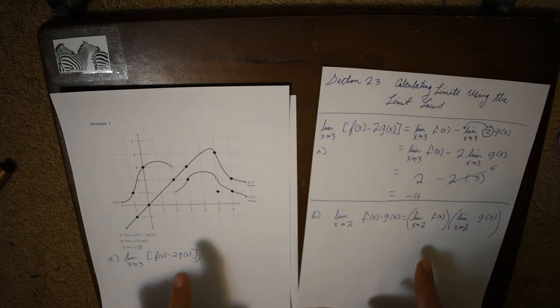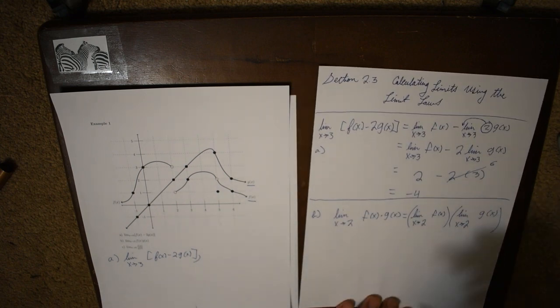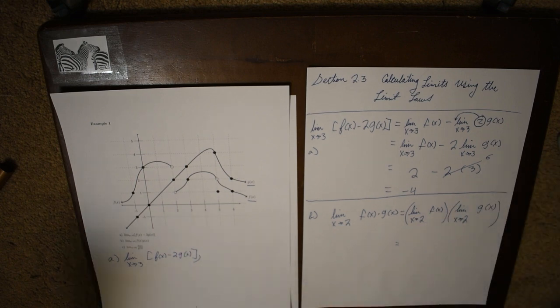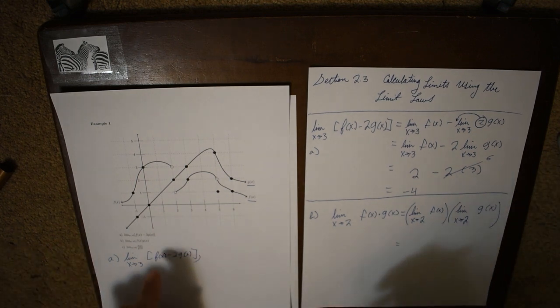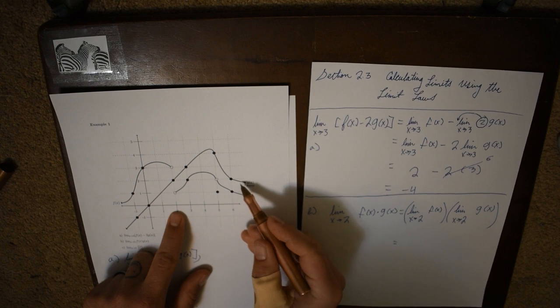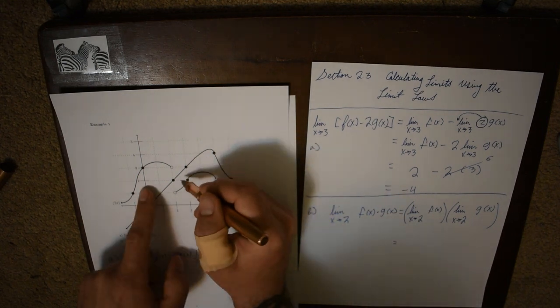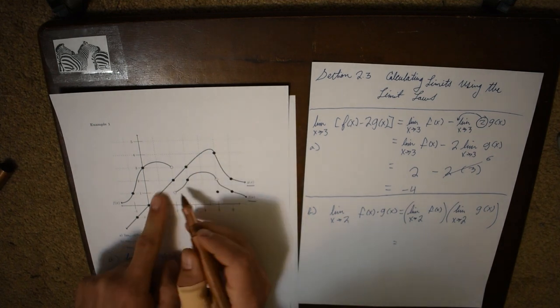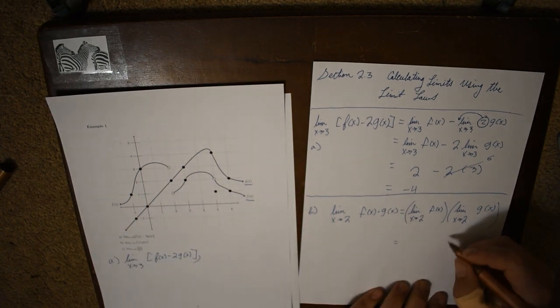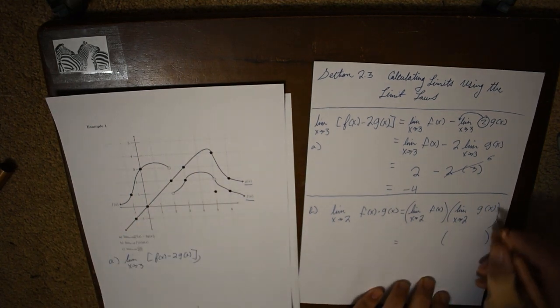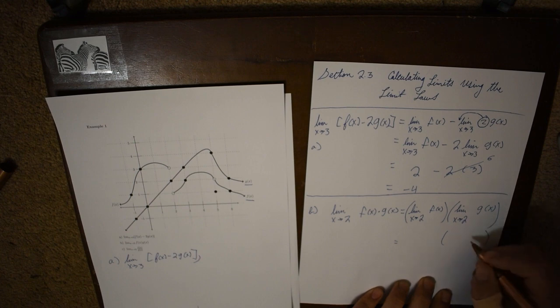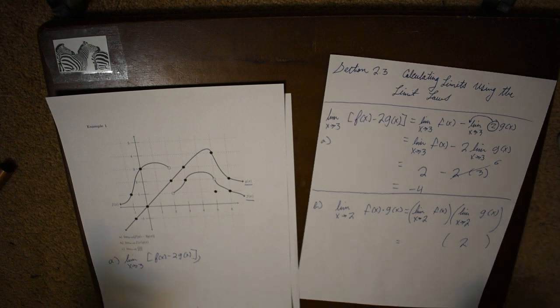Well, you guys might already see an issue. I'm going to start with g of x. The limit as x approaches 2 of g of x, well, we've got to go both directions here. As we approach from the right, it's equal to 2, and as we approach from the left, it's equal to 2. So we know the limit of g of x as x approaches 2 is 2.